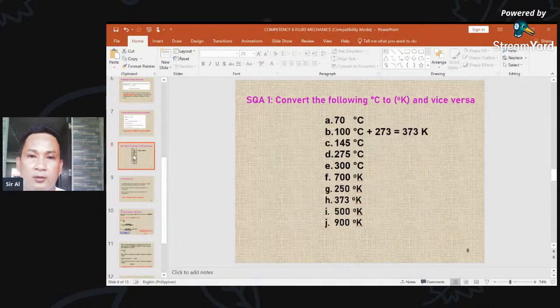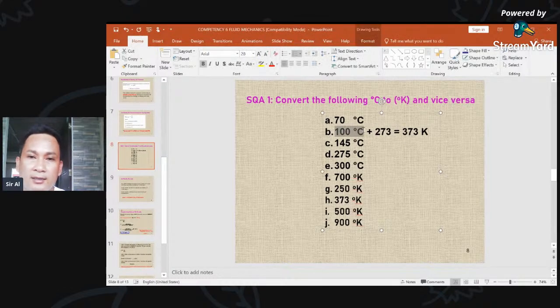Let's say for example here for SAQ number 1, you have to convert these values to Kelvin and degrees Celsius. Let's say the given is 100 degrees Celsius. To convert this to Kelvin, just add 273 and we get 373 Kelvin. So as simple as that, that is how to convert degrees Celsius to Kelvin.